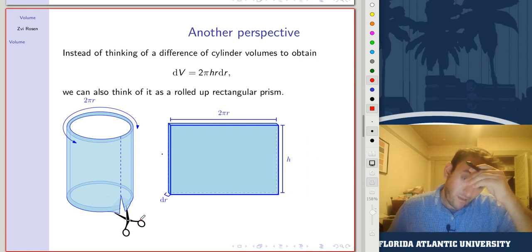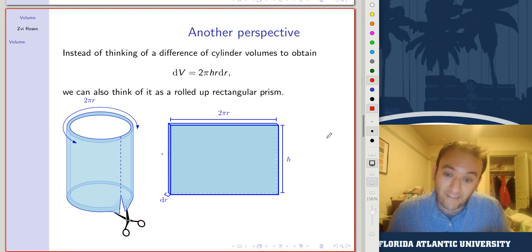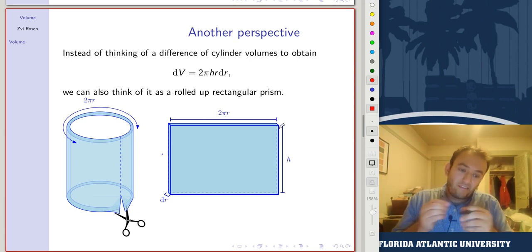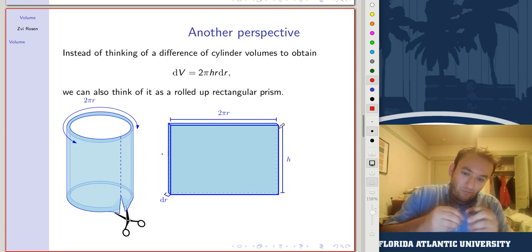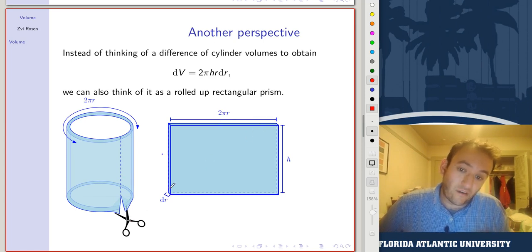Another way of remembering this formula, instead of thinking of a difference of cylinder volumes to obtain our infinitesimal volume, dV equals 2 pi h r dr, we can also think of it as a rolled up rectangular prism. You can see this is our rectangular prism. It's kind of like the label on an aluminum can, if you unroll the label. And you can see in this image, if we slice this cylindrical shell, what we end up getting is a rectangular prism with thickness dr, height h, and length equal to the circumference of the circle, which is 2 pi r.